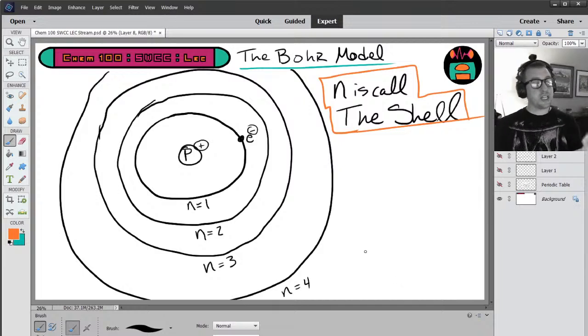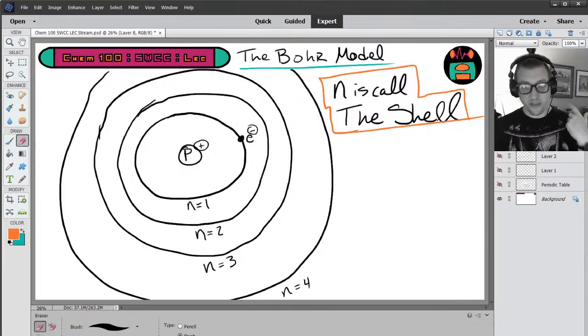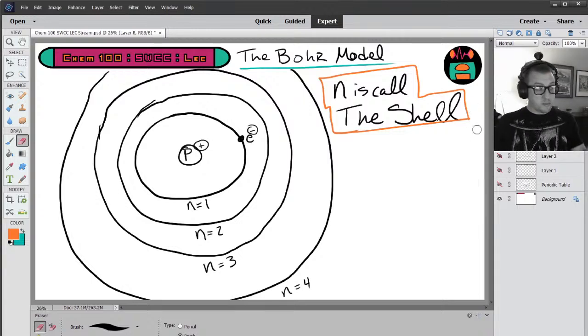So when we talk about the shell of the electron, we're talking about the value it has for n, and that tells you how close to the nucleus the electron is. The smaller it is, the closer it is; the larger it is, the farther it is.